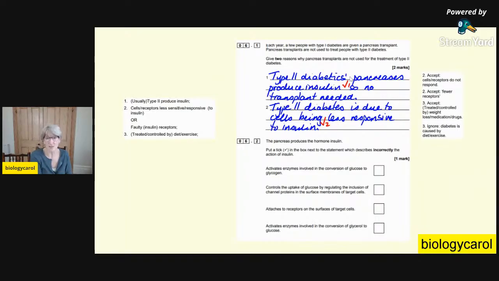Attaches to receptors on the surface of target cells. Yes, insulin does. And finally, activates enzymes to turn glycerol into glucose. No, that is glucagon. So here's my answer. There's the answer. So I got the mark.